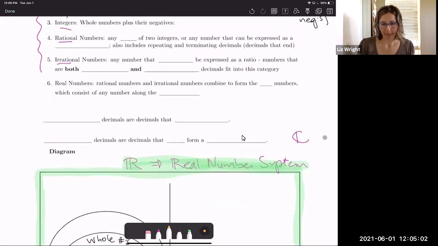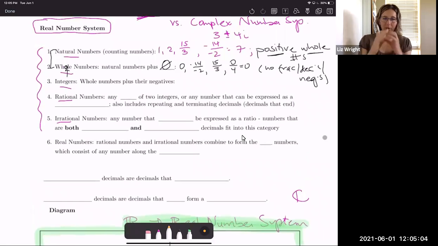All right, so let's come back up here. The next category, so we've got natural, whole. The next one is integers. Integers are going to be positive or negative whole numbers. So it's going to be the whole number set plus all of their negatives. So that still means no fractions, no decimals. So we would have like -4, -100 over 10, because that's going to give us -10.